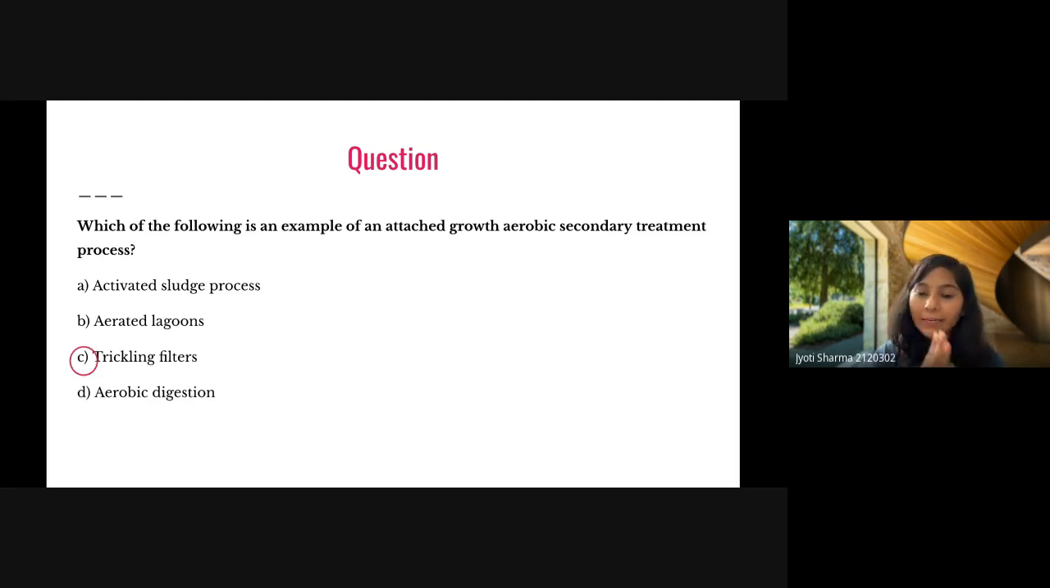If we are talking about the activated sludge, these are not attached, but are in suspension. Aerated lagoon also has microorganisms in all the water. Trickling filter has a surface on which we have microorganisms, and then we are filtering our water through that attached microorganism filter. Aerobic digestion is also not an attached growth secondary treatment. This is suspended.